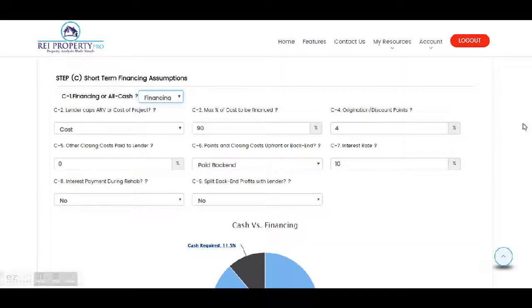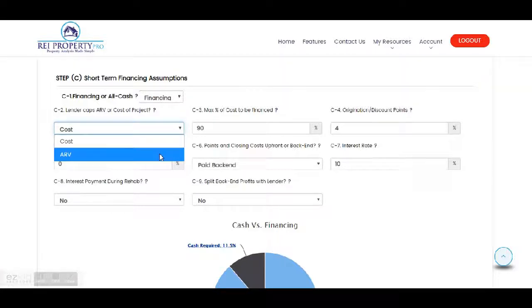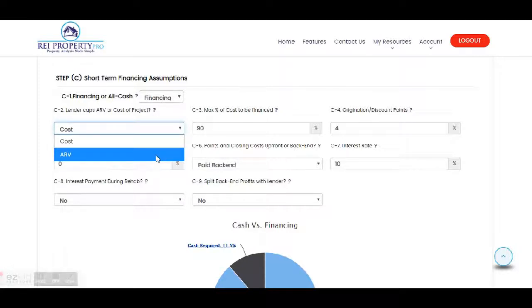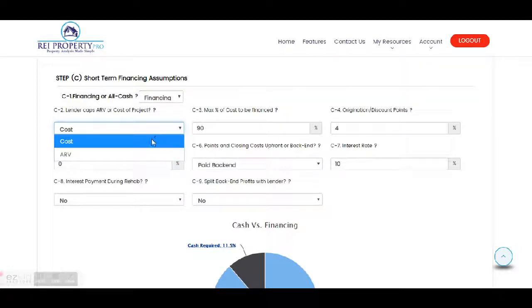Typically, lenders will use two different options to evaluate your deal for financing. By the cost of the deal, which is the purchase price and the rehab cost combined, and by the project ARV, which is your after repair value. This is the part that can be somewhat confusing. The lender will use the cost of the deal to determine how much they would lend, and then they will cap that amount by the ARV, the after repair value. So we're going to go with the cost for our calculations.